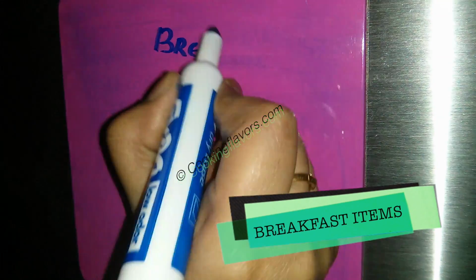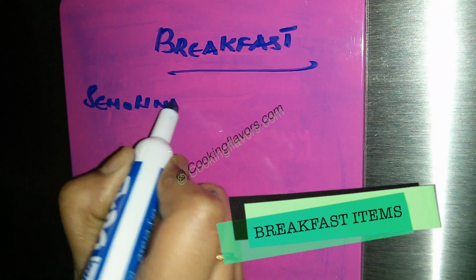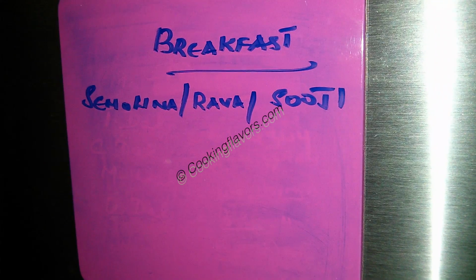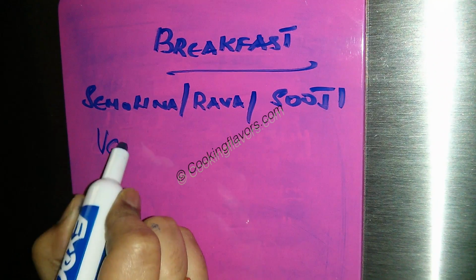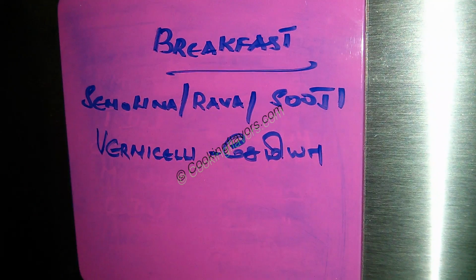The next one, for easy categorization, I didn't know what heading to give, so I've just given breakfast items, which is semolina or suji, also known as ravai, and vermicelli or semia. So rava and semia, all of you know, it doesn't need any further explanation.